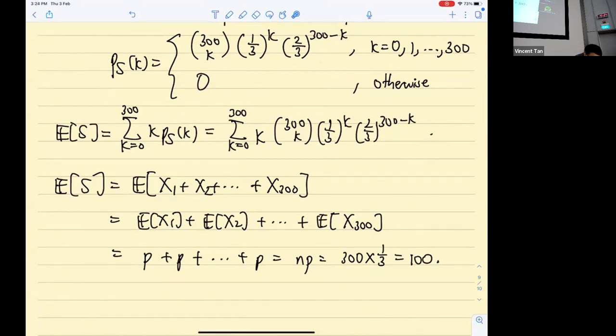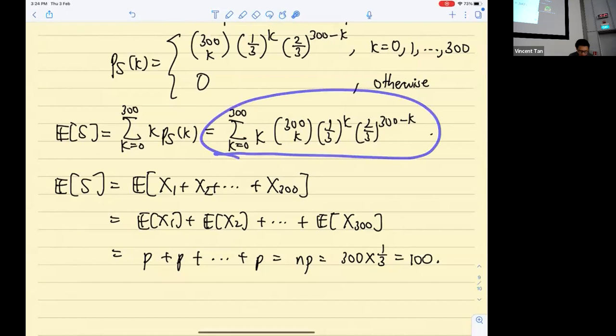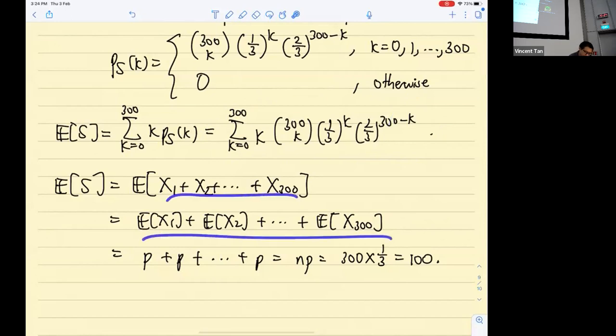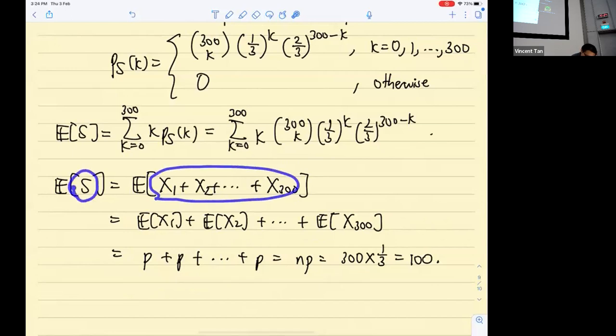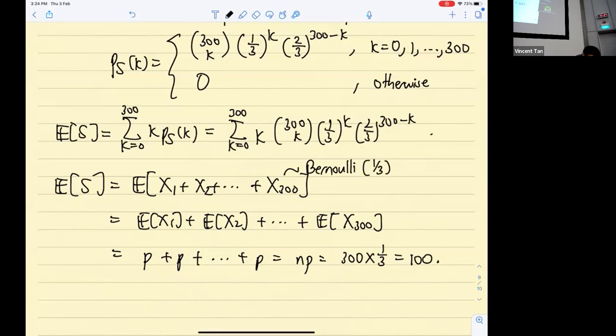So we bypass having to do this very complicated sum. Is that clear? I do not know how to do this sum directly, but I know how to compute this expectation just by plugging in the sum. This can be represented as a sum of Bernoulli random variables. Each one of these is a Bernoulli random variable with probability of success 1/3, or p. Each one of these expectations is p, and there are 300 of them, and I get 100. Is that clear?